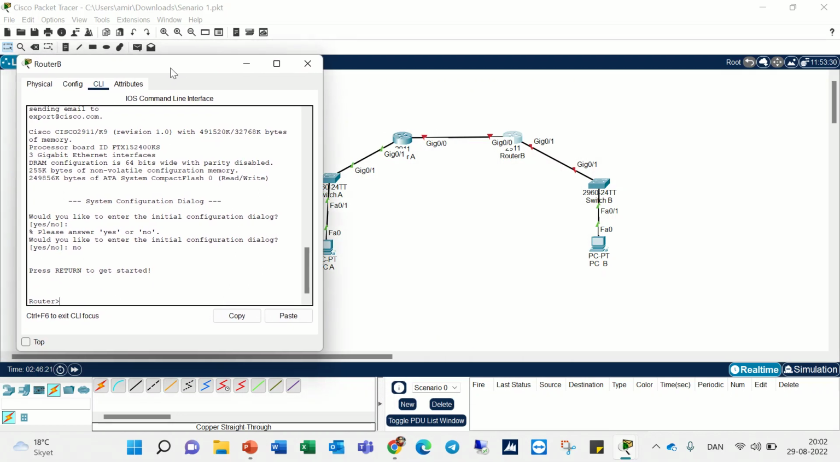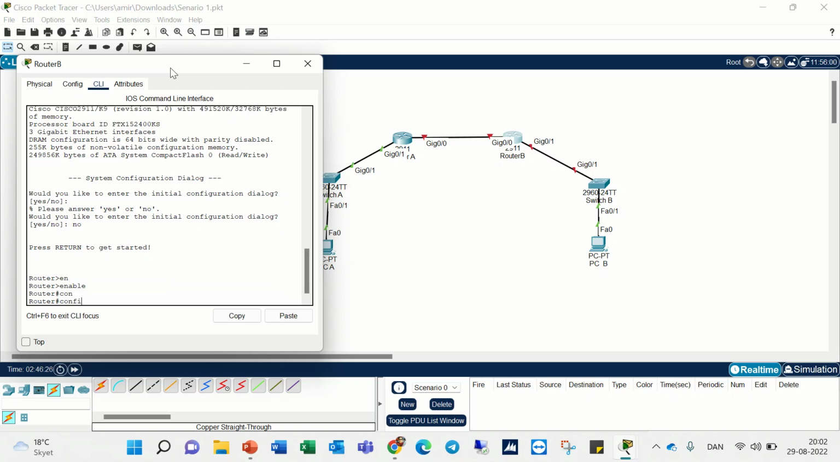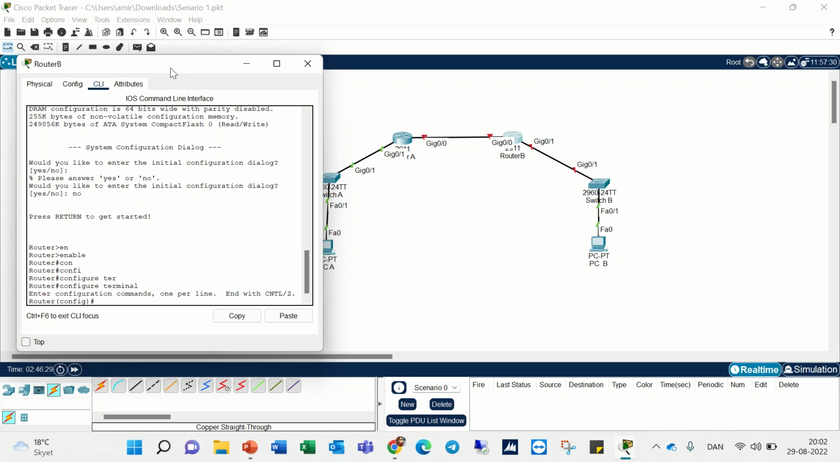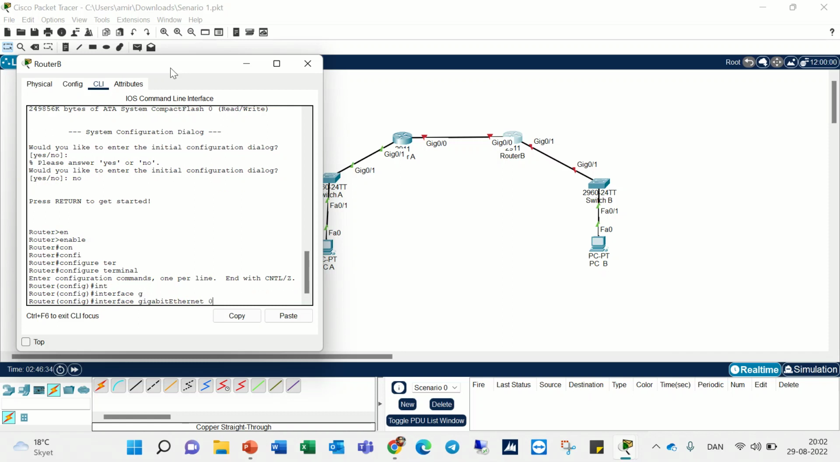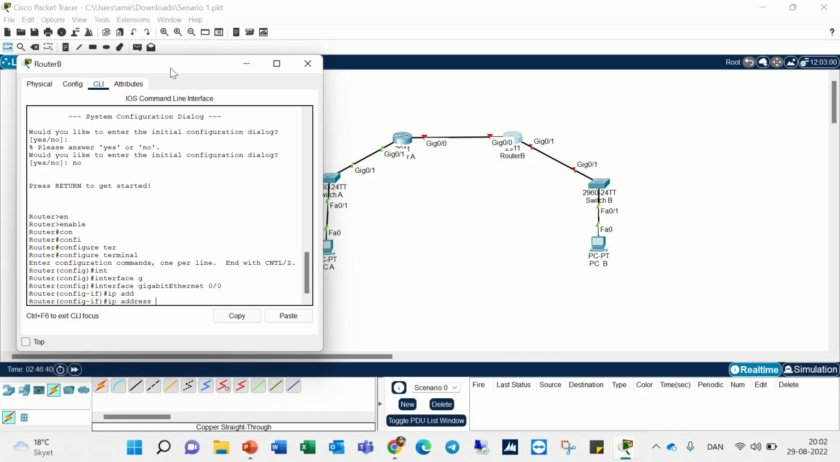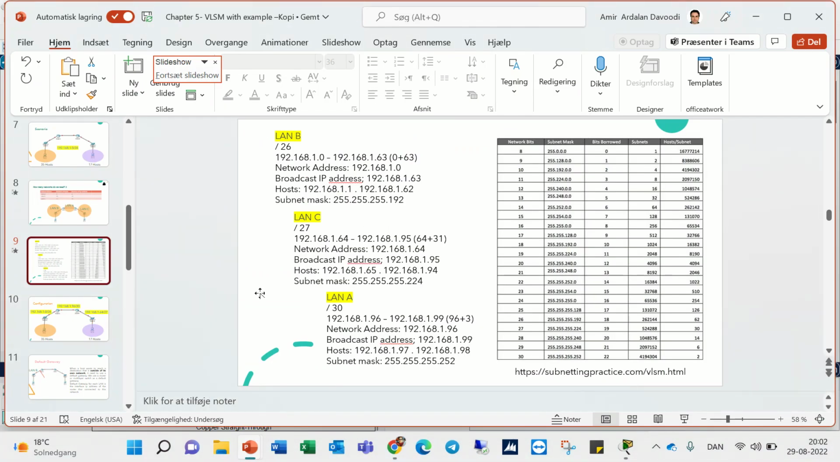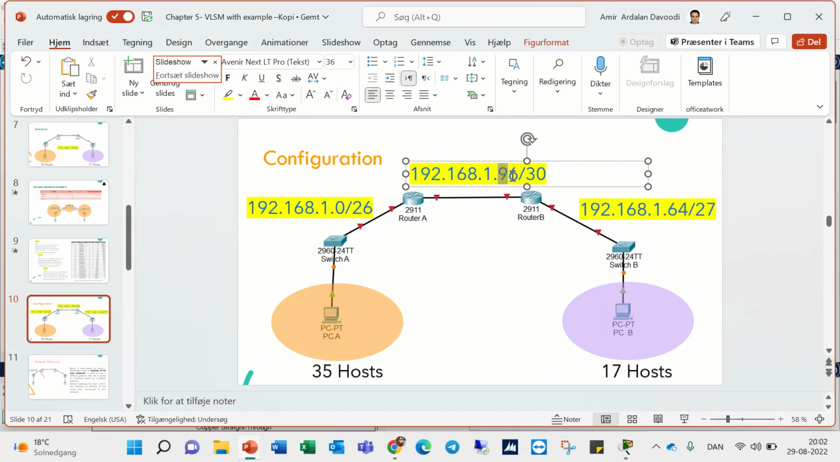I don't need default configuration. First, enable mode and configure terminal. Go to global mode, and right here interface gigabit G00, and IP address should be 192.168.1.98 here. We come back here, only we have two IP addresses here. This is the network IP address, the network address, and only we have two IP addresses here.